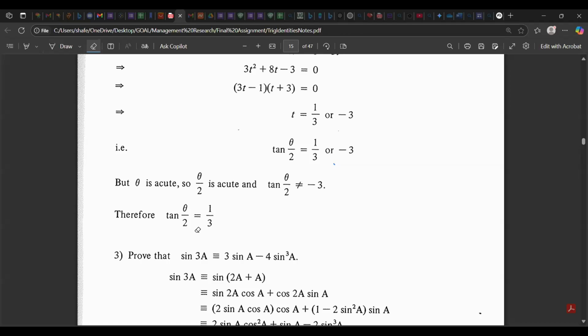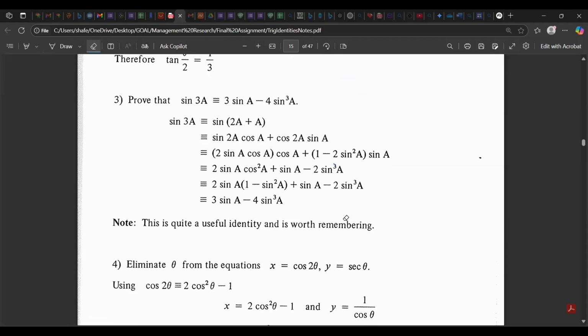Good. So those are some little bits of equations that you can solve using the double angle identity. Let's switch over now to some identities. Look at this one. I noticed the book only did one. So I have to prove that sine of 3a is identical to 3 sine a minus 4 sine a cubed, or sine cube a.